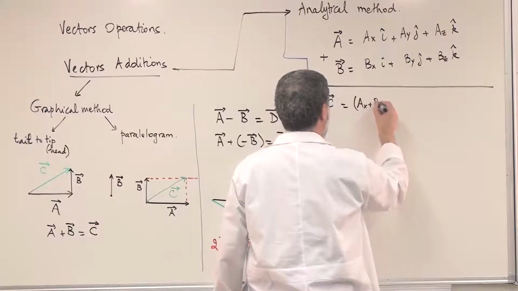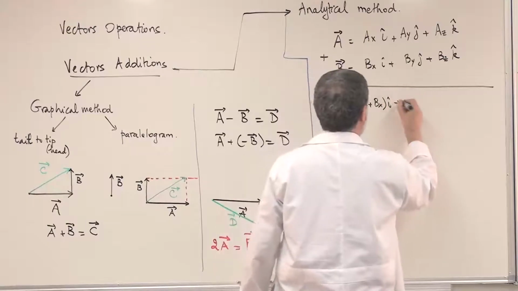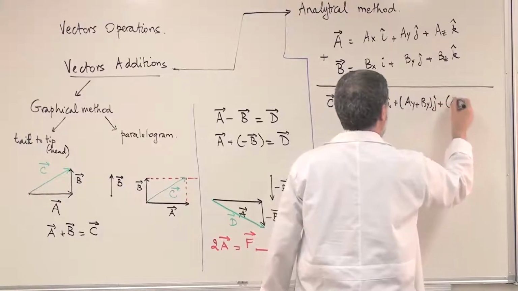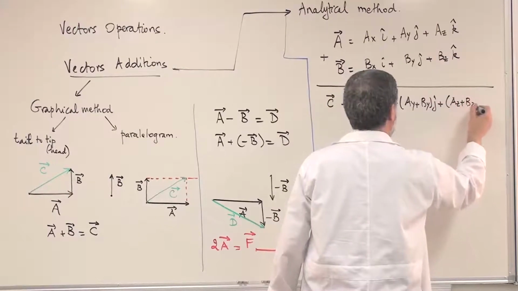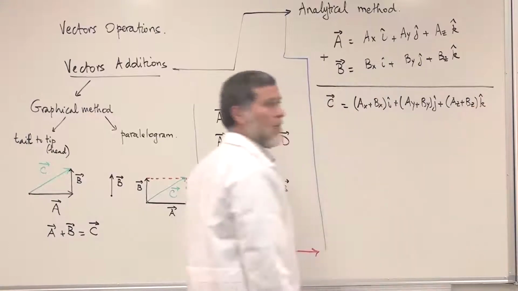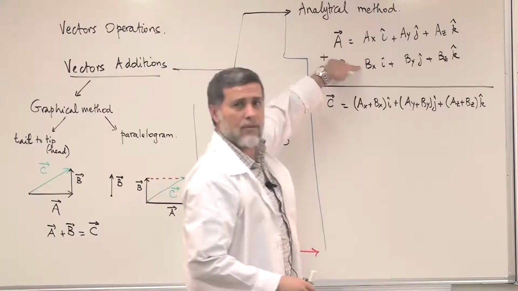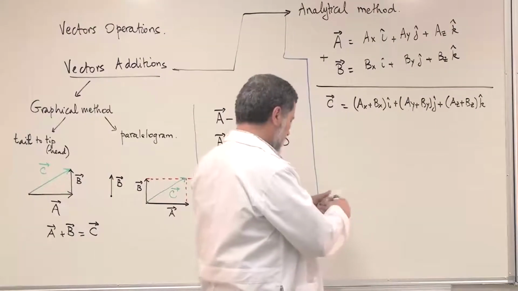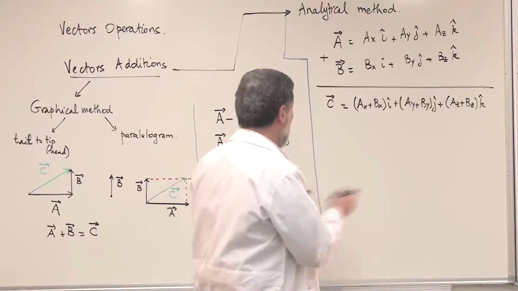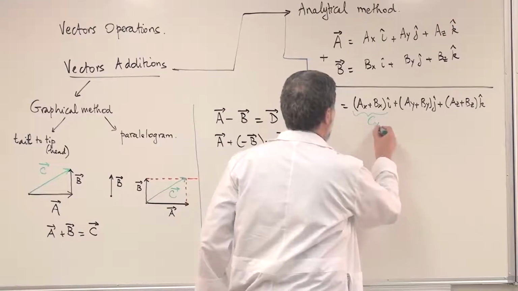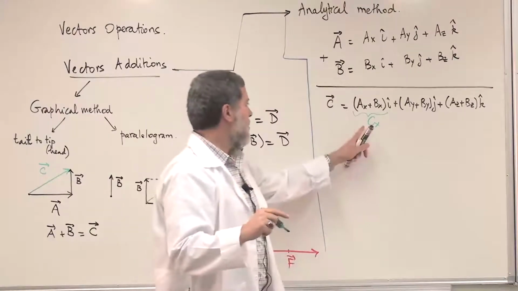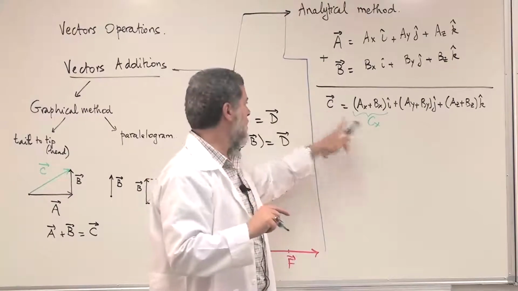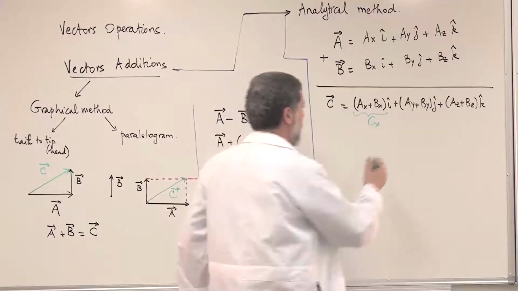So I will have (a_x plus b_x) i plus (a_y plus b_y) j plus (a_z plus b_z) k. So the idea is to add the x components together, the y components together, and the z components together, and get a new vector. Now this part here, we call it c_x, which is the component of vector C along the x-axis. This is the resultant vector, by the way. We call it the resultant vector, and this is the x component of the vector C along the x-axis.